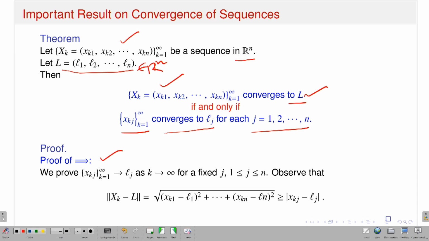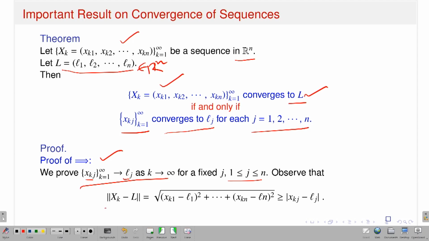How do I prove it? That is what I need to prove. I have to make the distance between the elements of the sequence, Xkj minus Lj, very small whenever k is large. And this should be true for all j running from 1 up to n. Okay. So, the first thing you should observe is that capital Xk converges to L, that is given.